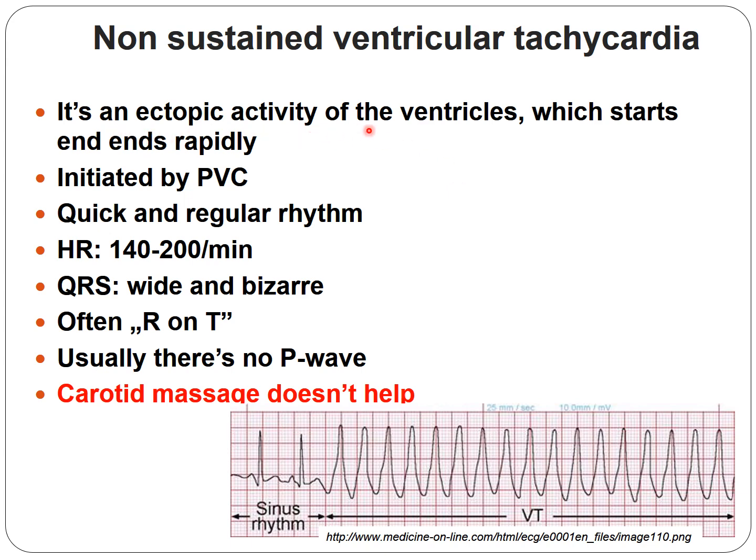In ventricular tachycardia, we have ectopic activity of the ventricle that starts and ends. A sustained one starts slower and a paroxysmal one starts rapidly and ends rapidly. They are usually initiated with a premature ventricular contraction and have a quick and regular rhythm. The QRS is wide and bizarre. Often it starts with an R on T phenomenon, because at the end stage of repolarization we have a very vulnerable area in the T wave. Usually we do not have any P wave, and carotid massage doesn't help to stop the tachycardia.